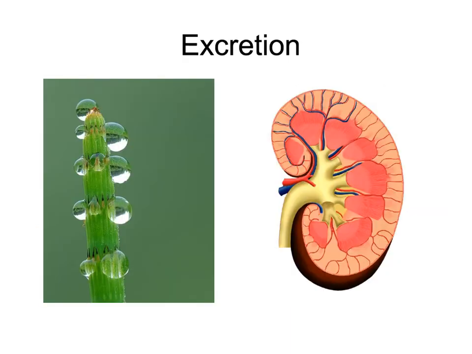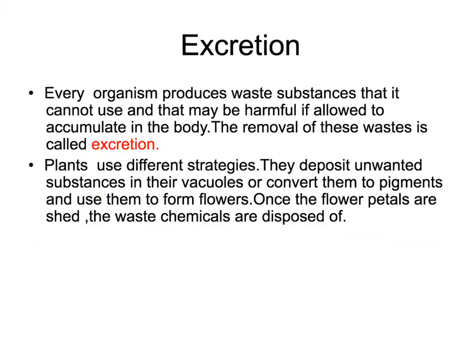Excretion, another characteristic of life. You see there are some plants, they get rid of the excess amount of water, and you see in this picture kidney. Kidney is the organ for humans and for many mammals to get rid of the waste from our blood. The blood is filtered in this kidney, and the waste are deposited into the urea, and then we get rid of the waste. Excretion, removal of wastes.